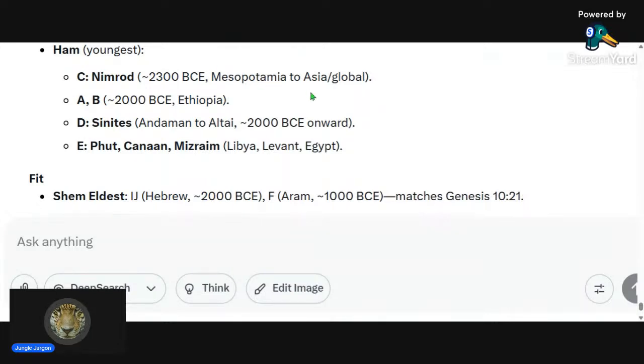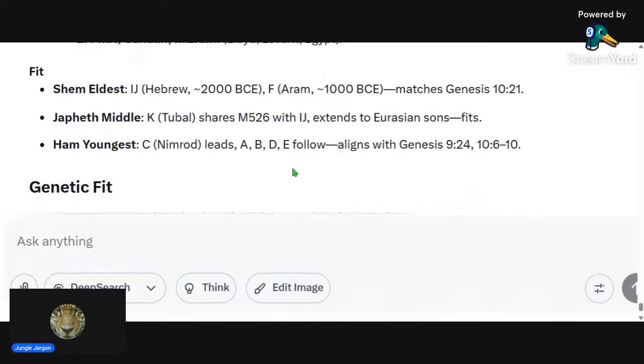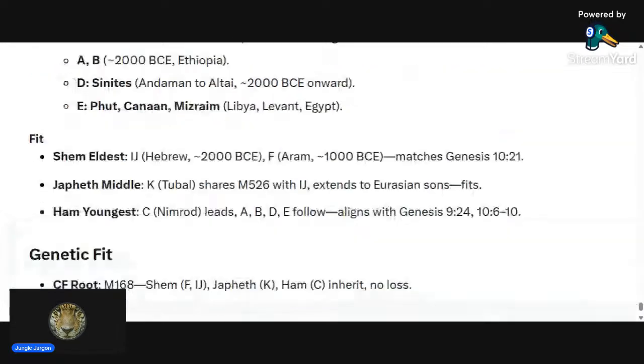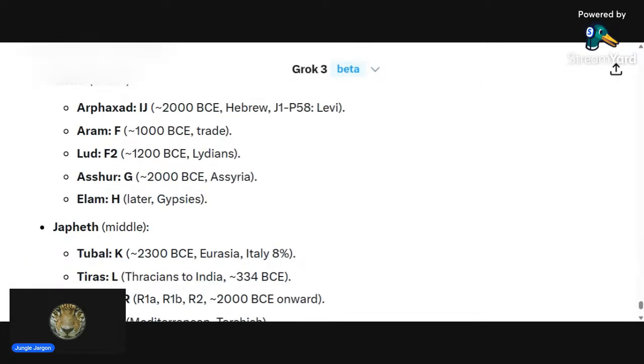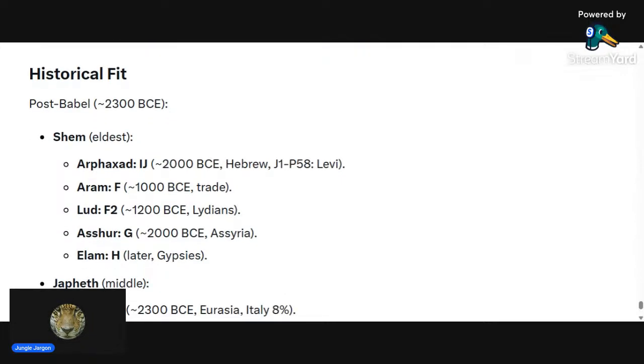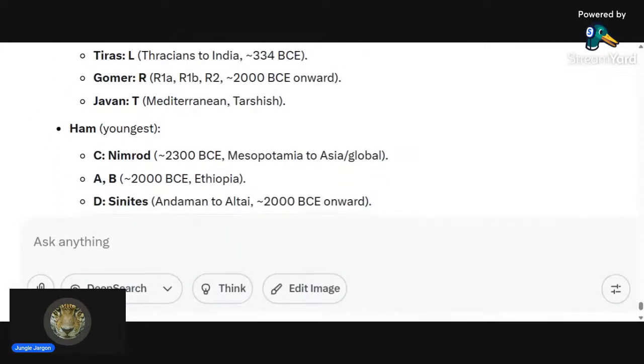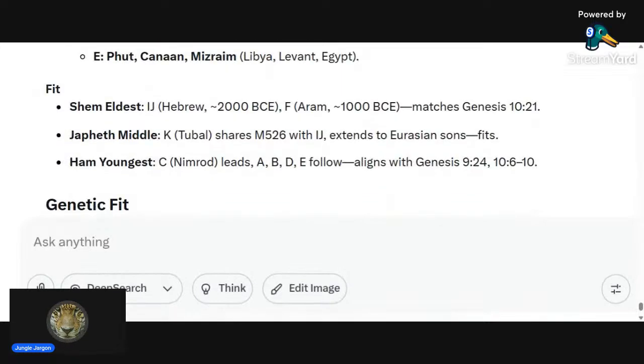C, Mesopotamia and Asia. D, Sinai's Andaman to Altai, through China, Japan, Tibet. E, put Canaan, Mitzrayim is the E1. Put Canaan, Mitzrayim, Libya, Levant. Okay. Fit. Now, what is this? What are these categories? Historical fit. Okay, something to do with historical fit. I don't know why I skipped some of them.